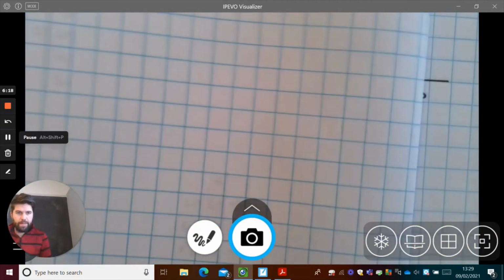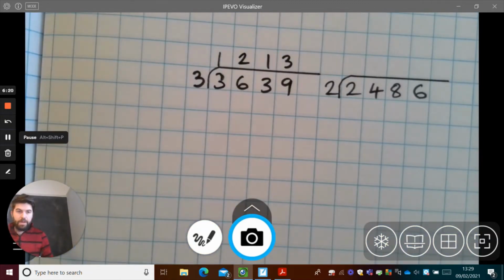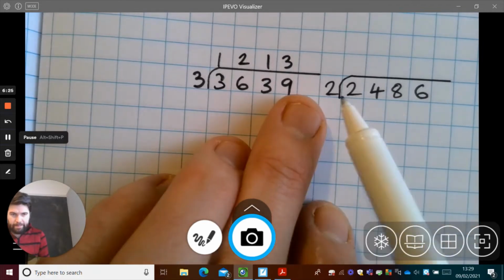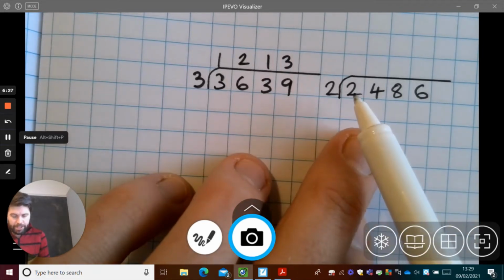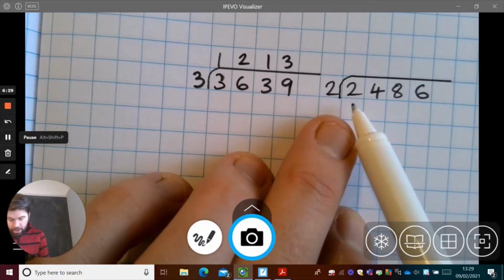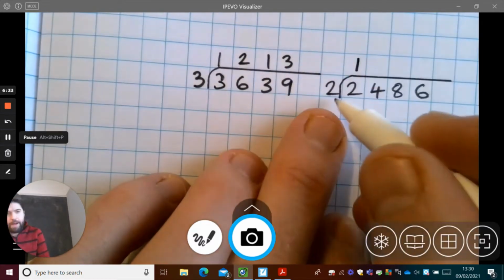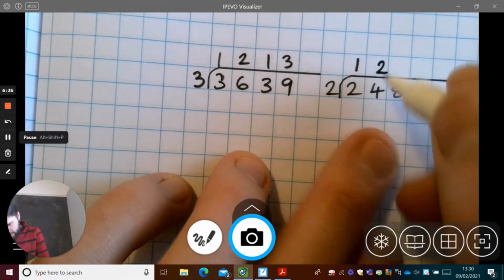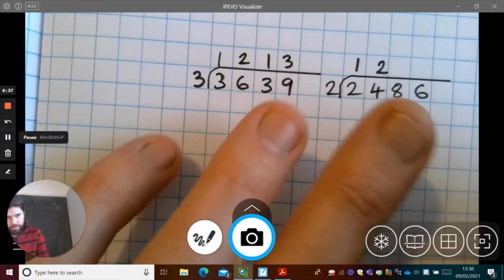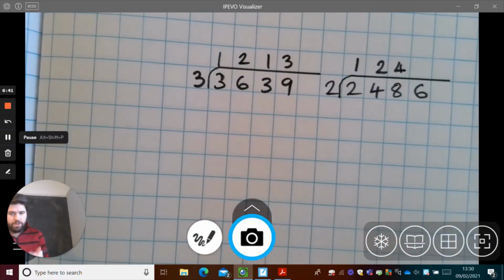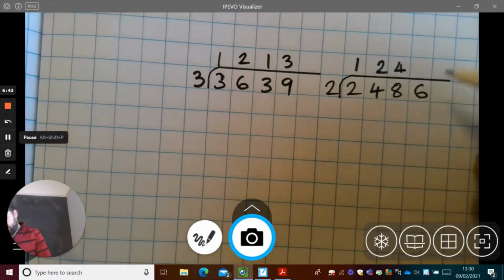Now on to the other one. So I'm looking at 2's into 2,486, and I'm going to divide each column up individually. So how many 2's in 2? 1. How many 2's in 4? 2. How many 2's in 8? 2, 4, 6, 8, that's 4. How many 2's in 6? 2, 4, 6, that's 3.